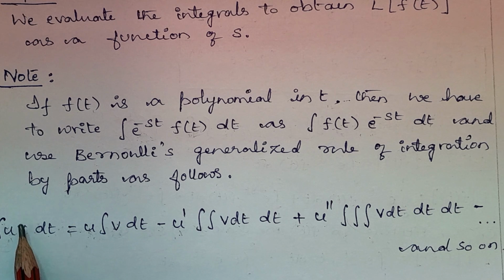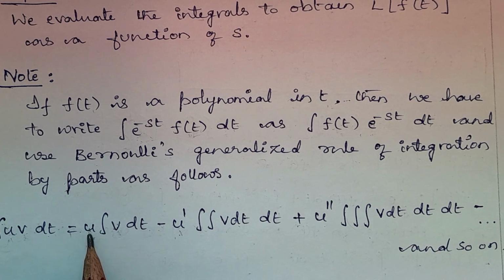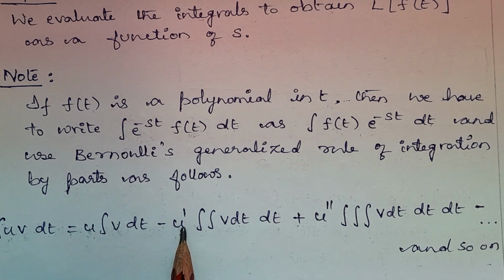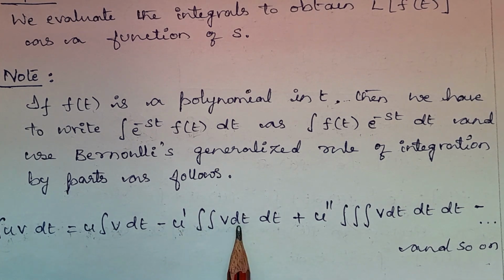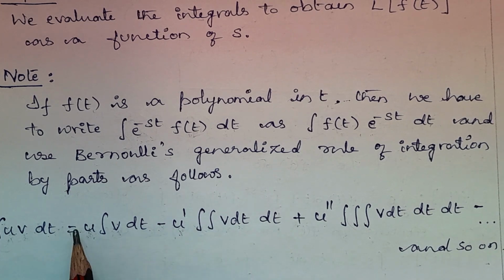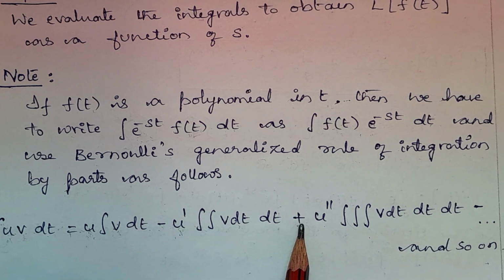Next, apply the integral for the second function, integral of v dt, minus, take the first function and apply the first order derivative, u dash, and again apply the integration for the second function, integral of v dt, double integration. Next alternate sign: first time positive, next time negative, next time positive.